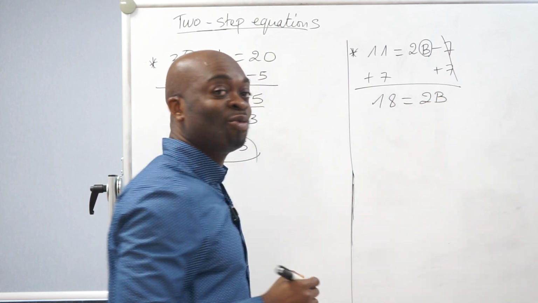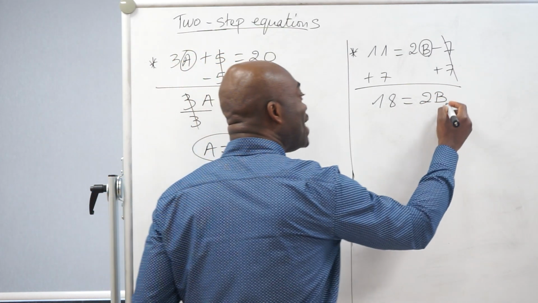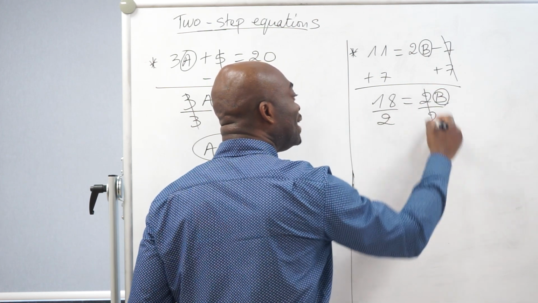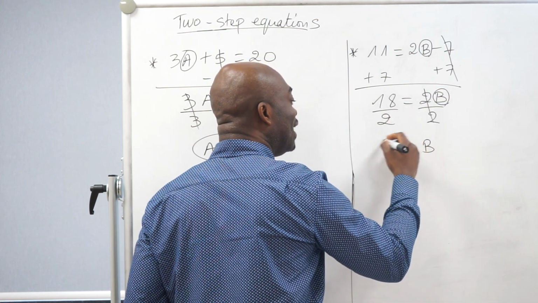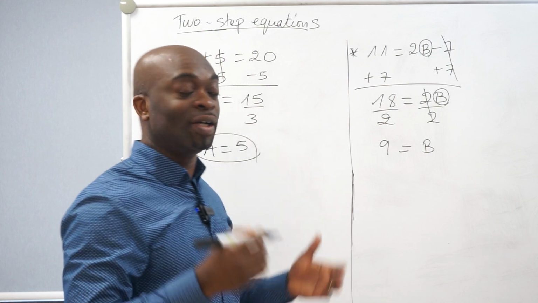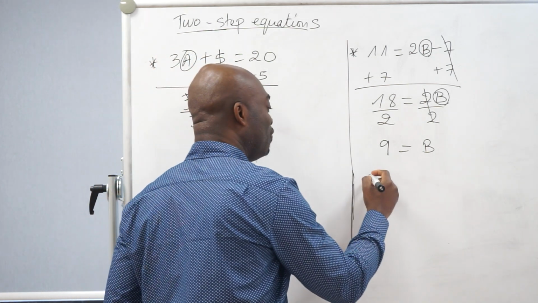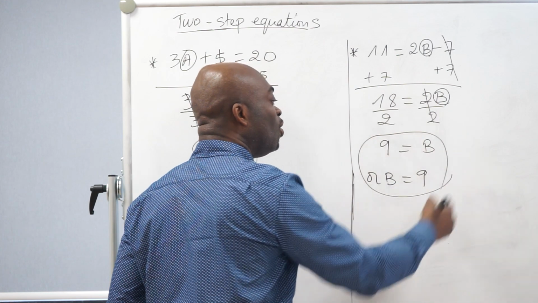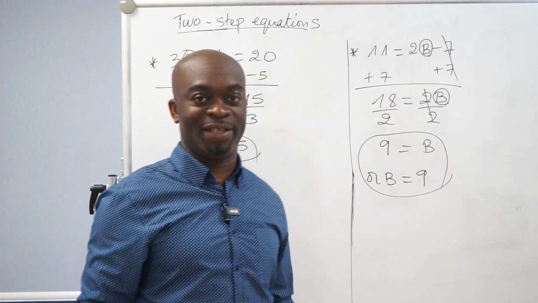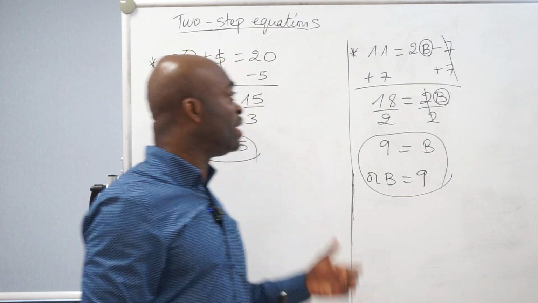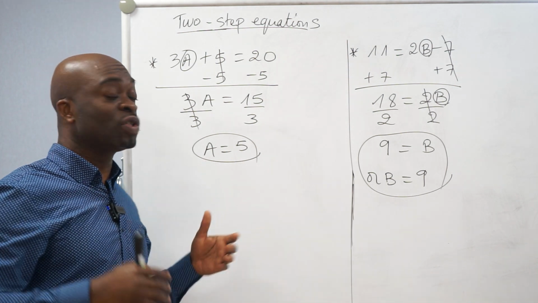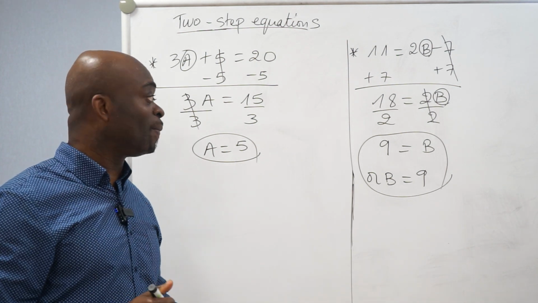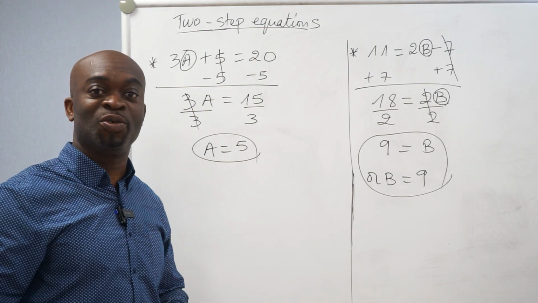Because, again, we're solving for b, that's what we want by itself. So what's going to happen? You divide by 2 and 2, and then b equals 9. Okay? Or you can put it this way if you want to, but you don't have to: 9 equals b. Either one is correct. All right? So ladies and gentlemen, this is what we call, again, a two-step equation. We're going to do more so you will get acclimated to it. All right?